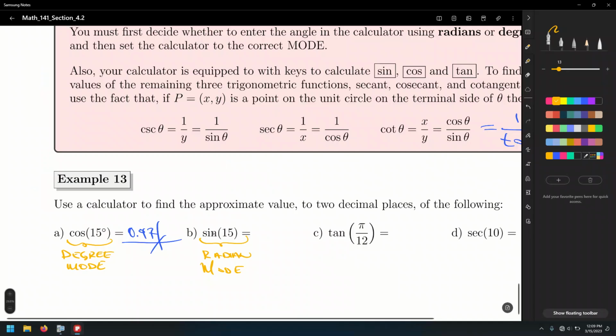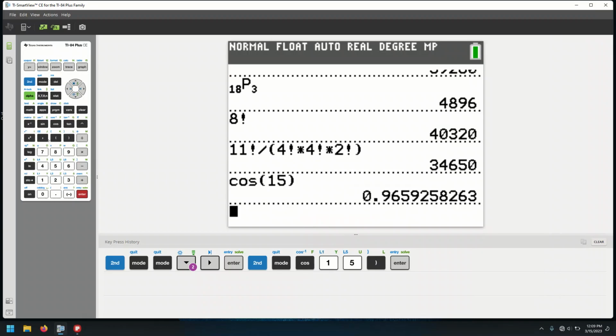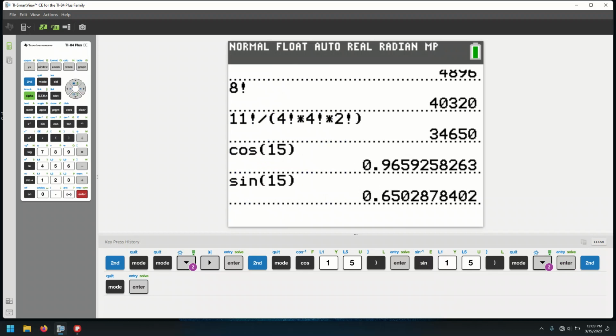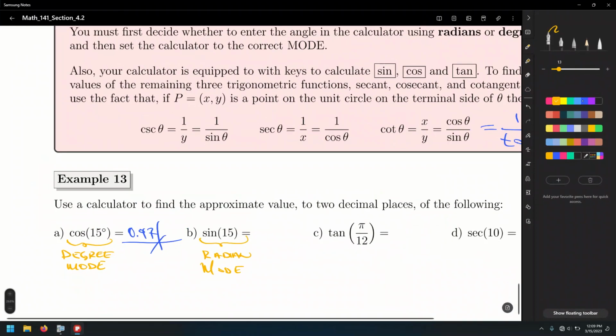What's that going to be this time? Sine of 15. Let me close parentheses. I'm not going to click enter yet because my calculator is set in degree mode. I need to go to mode, set it to radian, click enter, second quit, and click enter to compute the value. That's 0.65 rounded to 2 decimal places. And that's about it.